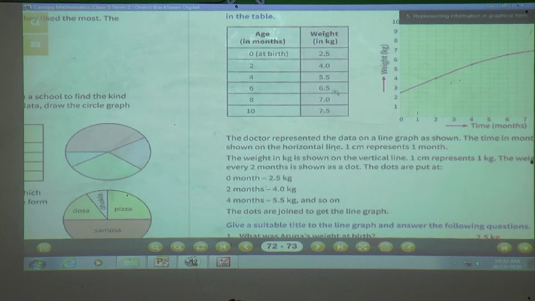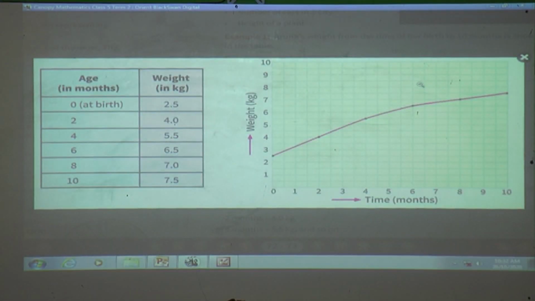Now on the next page, a line graph is there. A line graph is often used to show something that increases or decreases with time, such as the population of a country, height and weight of a baby, number of cars in a city, and height of a plant. Line graphs are used to show data that changes over a period of time. This graph is created by connecting a series of data points with line segments.